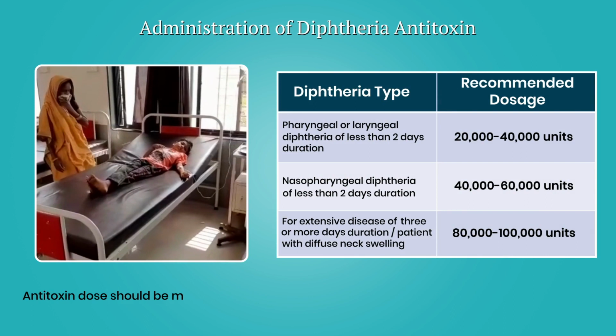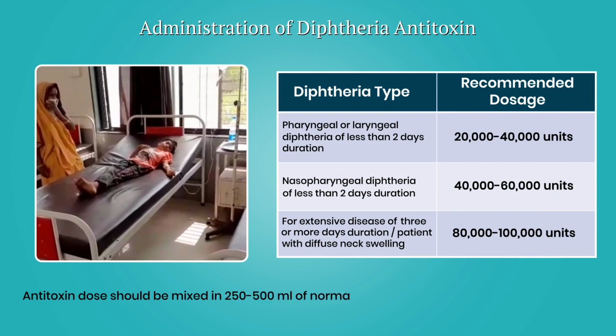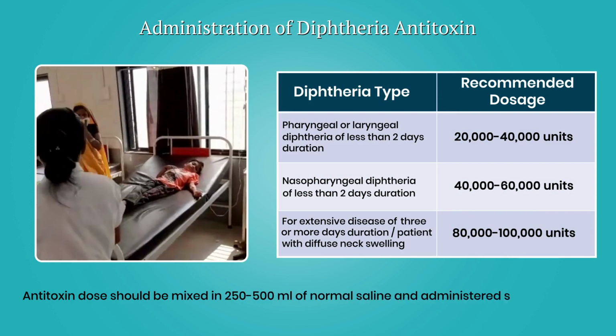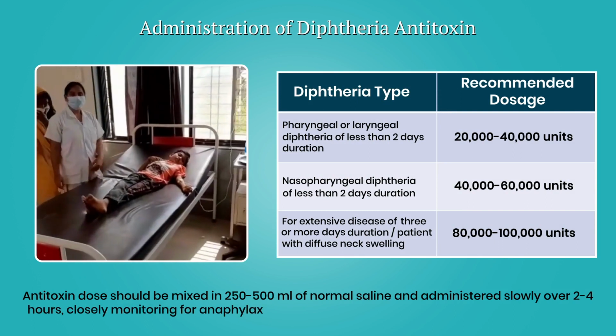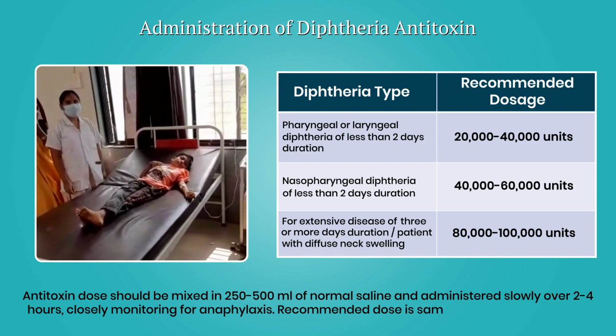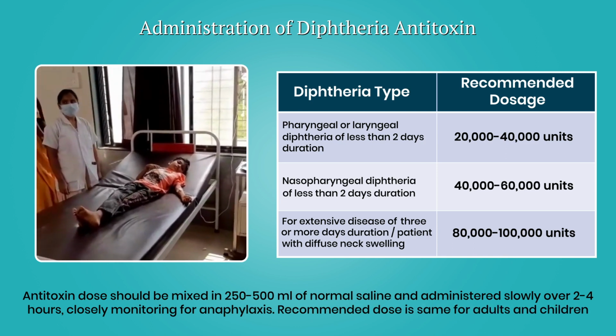Antitoxin dose should be mixed in 250 to 500 ml of normal saline and administered slowly over 2 to 4 hours, closely monitoring for anaphylaxis. Recommended dose is the same for adults and children.